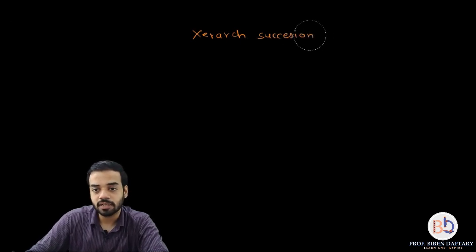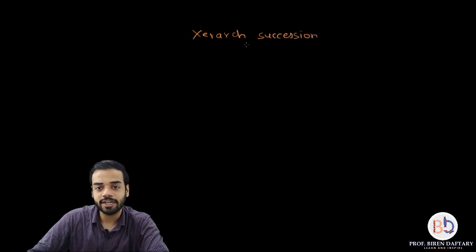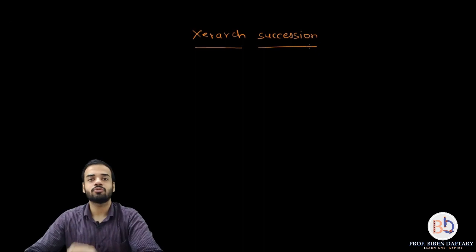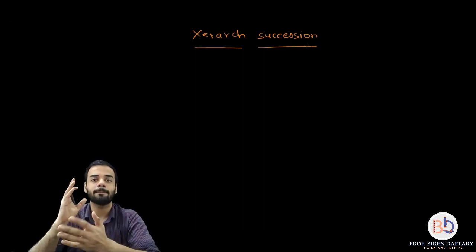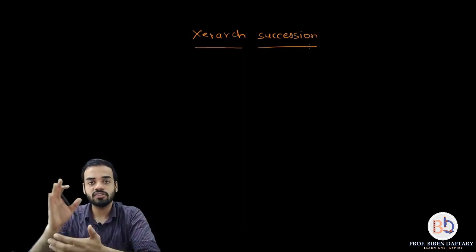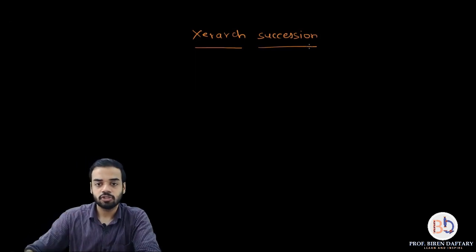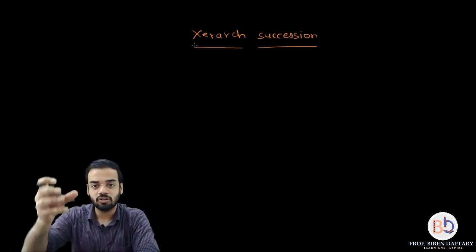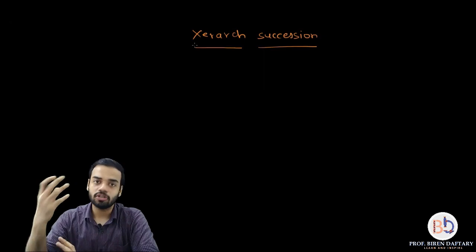So please remember, this is only in plants. So I'm not going to write down in plants or animal. It is understood that xerarch succession will always occur in plants. Okay, now what is going to happen in xerarch succession? So first of all, let me write down the sequence of ecological succession.